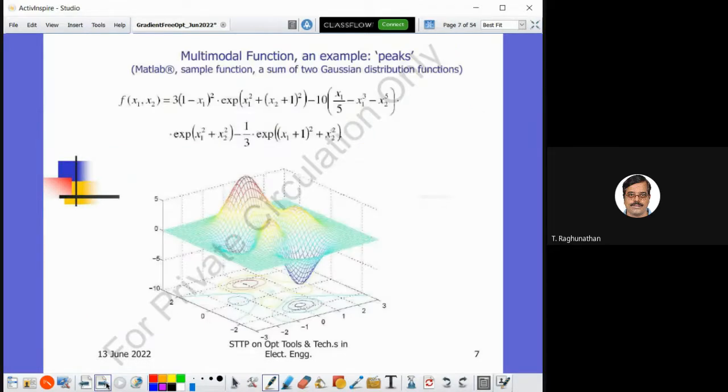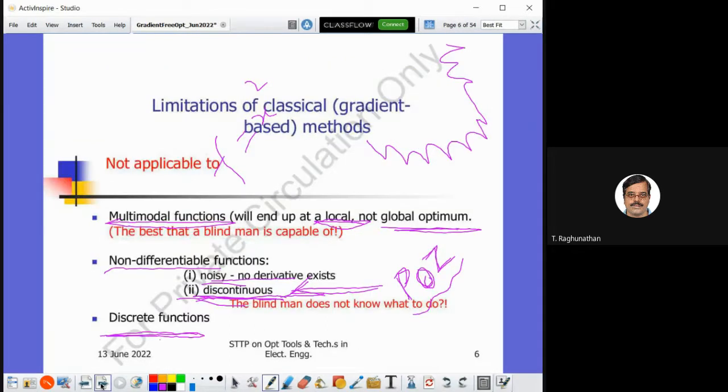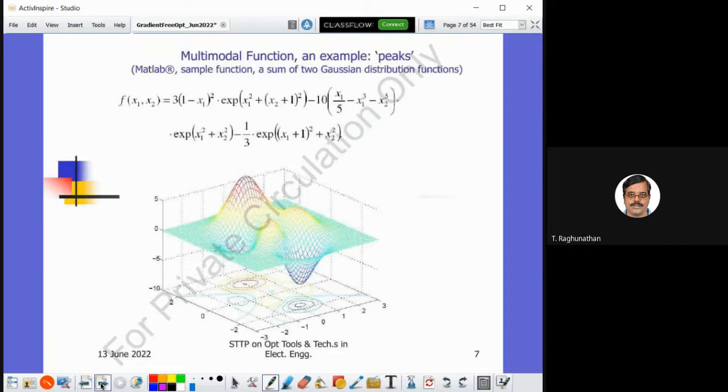This is, for example, a multimodal function. I showed you one function here, the Himmelblau function, which is an example I always use because it is quite simple. You can find the derivative, second derivative, you can do a lot of things with this. And we know all the minimizers in that. So that is a function that I always use. But MATLAB also has one inbuilt multimodal function.